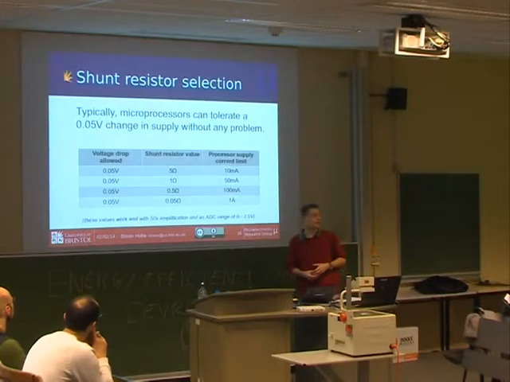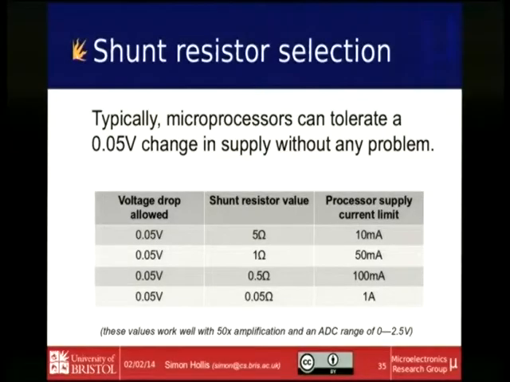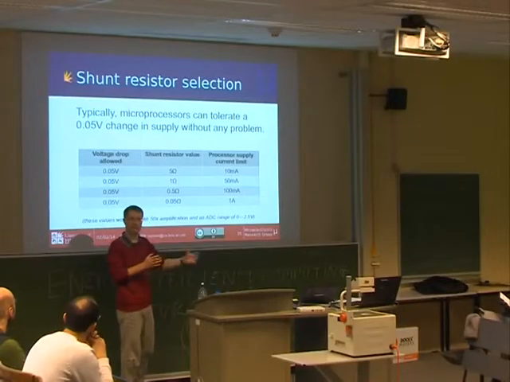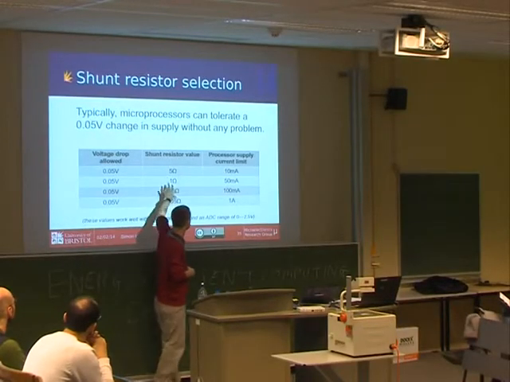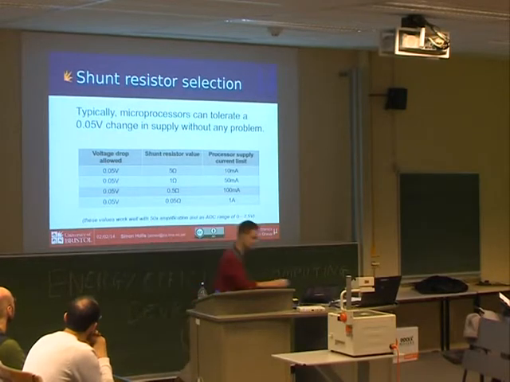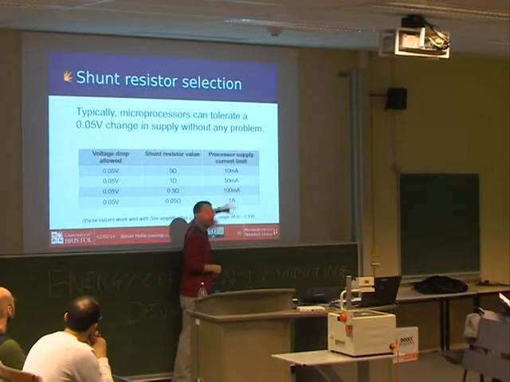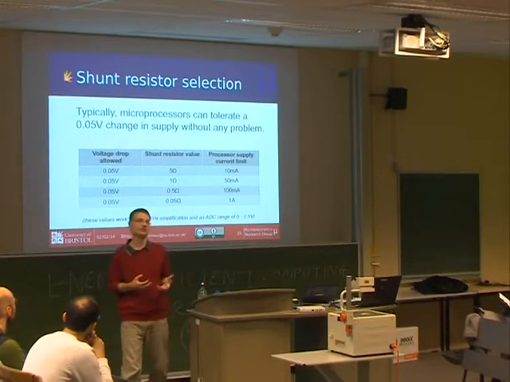So you need to select carefully. Here's my guidelines. My standard microprocessor will deal with up to 0.05 volts change in power supply without care. It's normally specified in the data sheet that that's an absolutely fine range to be in. And so, if you want to maintain that as a maximum drop across your power supply, these resistor values, which happen to be exactly the same as the ones on our measurement board, cover this range, which is the range of typical microprocessors.